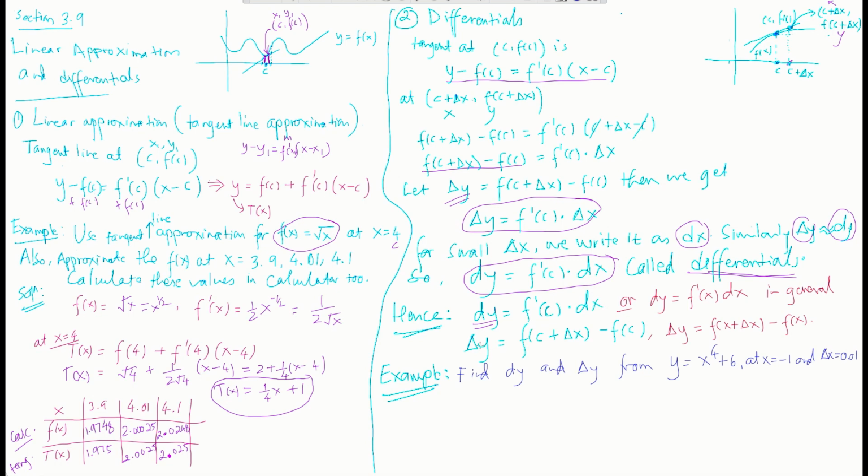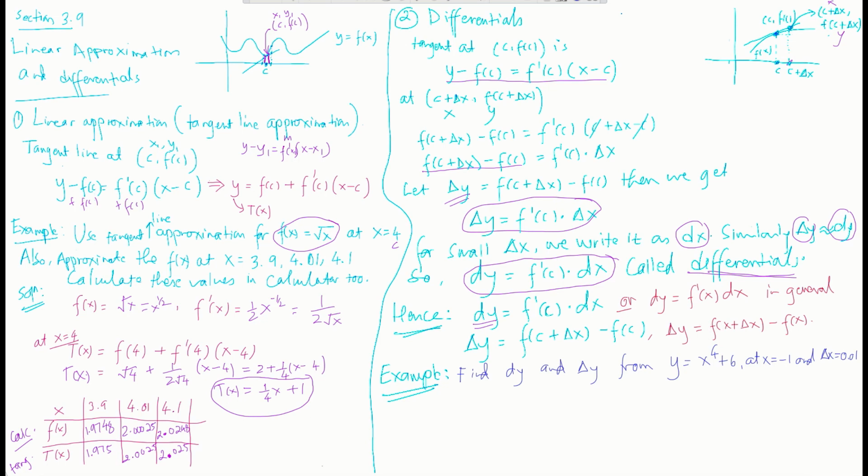And then sometimes they ask you to find the difference, that is delta y. What is the value of delta y? Delta y is f of c plus delta x minus f(c). That's how you find delta y. Or in general form, instead of c, you can write x, and whatever x value is given, you will plug in there. So dy is f prime of x times dx, and delta y is f of x plus delta x minus f of x. So these are the two things you will be asked to find in the homework problem.